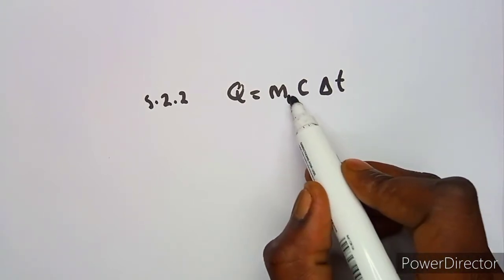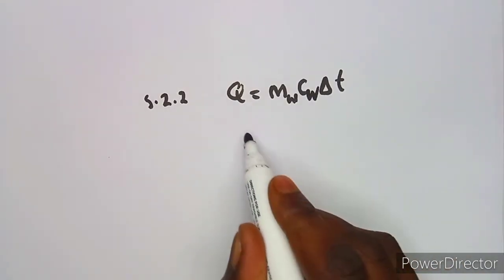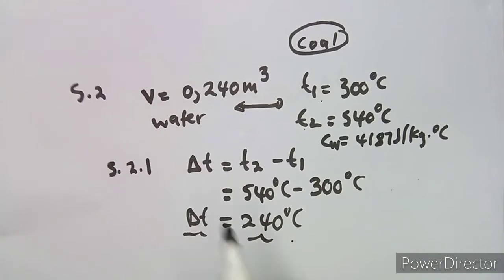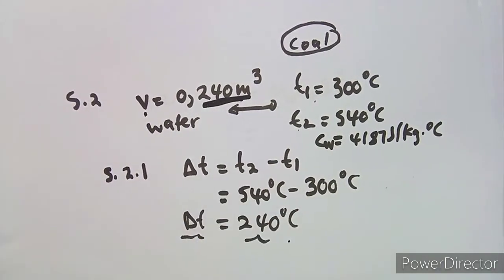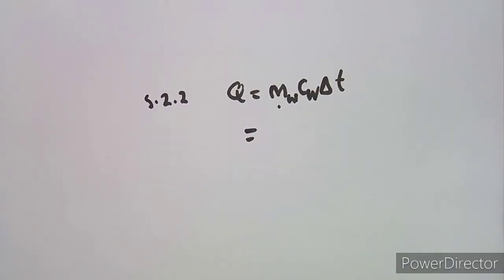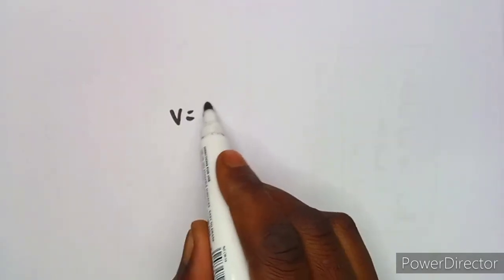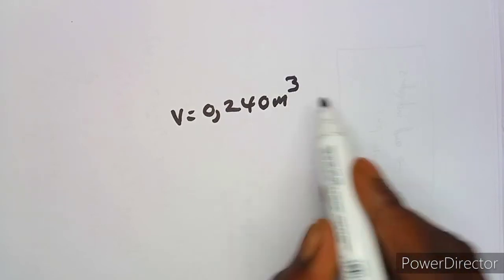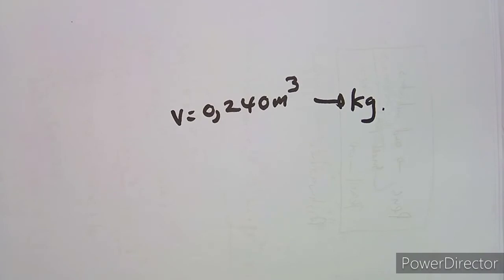So this is the mass of water, and the specific heat capacity of water. So what is the mass of water, guys? Here we are given the volume of water in cubic meters. So how do I convert this volume to a mass? That's the question now, because we are given a volume of 0.240 cubic meters, but we need the mass in kgs.